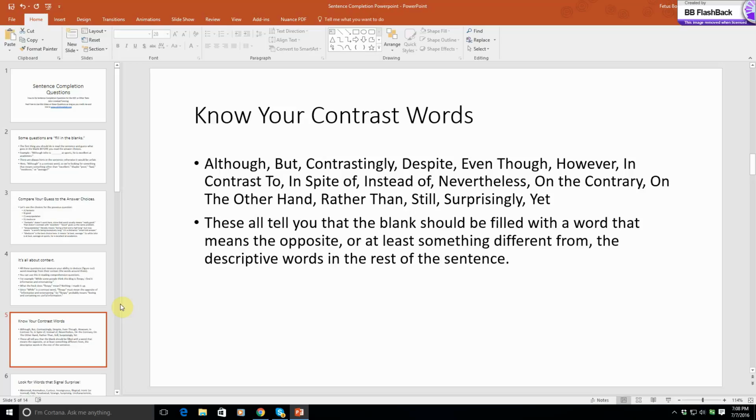On the contrary, au contraire, mon frère, in French. That means contrary, something that goes against. On the other hand, rather than, still, surprisingly, yet. Those are all words, again, that tell you that the blank should be filled with a word that means the opposite, or at least something different from the descriptive words in the rest of the sentence.